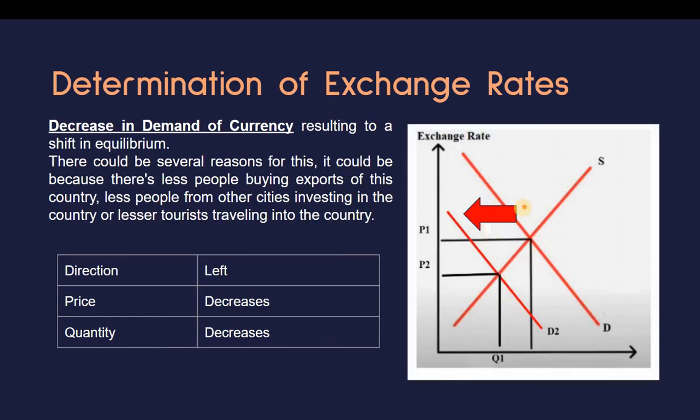If we would go on the other side, which is a decrease in the demand of currency, no? There's also a shift in equilibrium. Ano ba yung nature niya? The direction is left. So when it goes left, the price decreases, the quantity decreases. So ito siya kanina, this is your equilibrium point. Dahil nag-move yung curve going to the left, this is now your equilibrium point. And in this equilibrium point, you can see that the price is low, it decreases, and the quantity decreases.